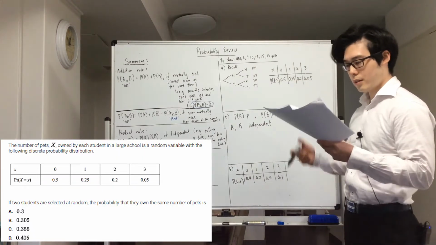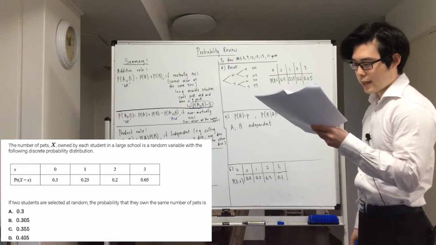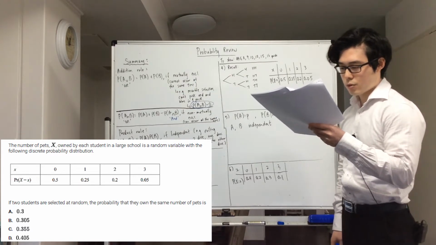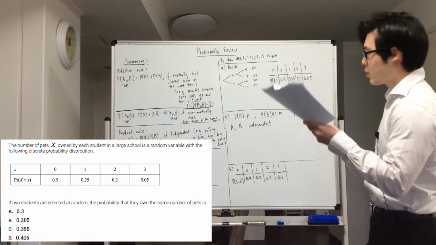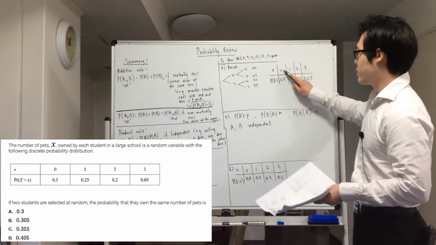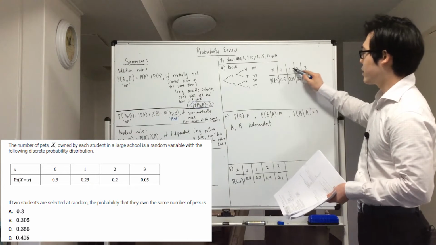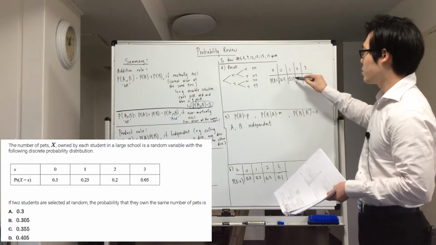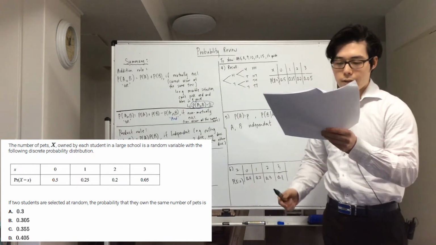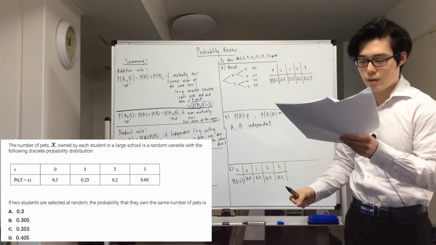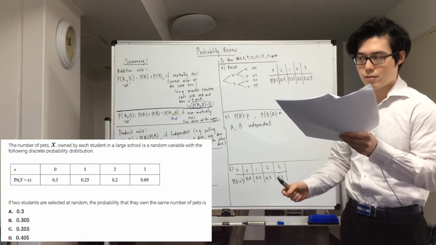Question 4. It says the number of pets X owned by each student in a large school is a random variable with the following discrete probability distribution. So what that means is, the probability of choosing a student with 0 pets is 0.5, choosing a student with 1 pet is 0.25, and so on, okay? The tricky part of this question is, if 2 students are selected at random, the probability that they own the same number of pets is, right?